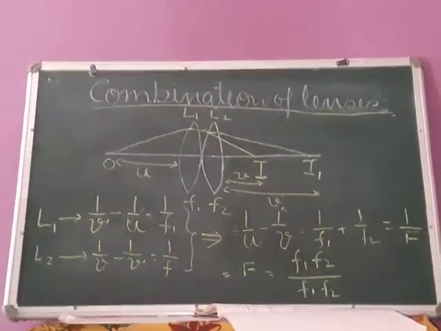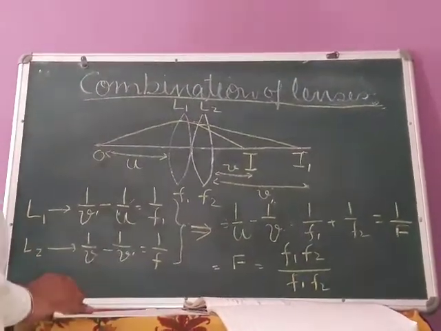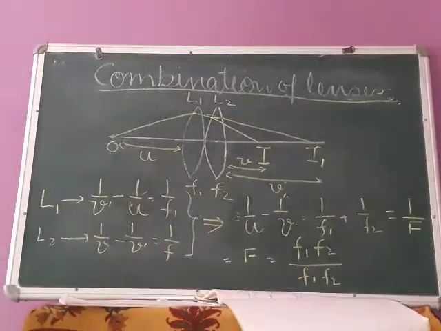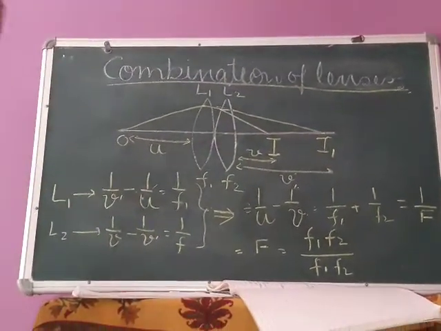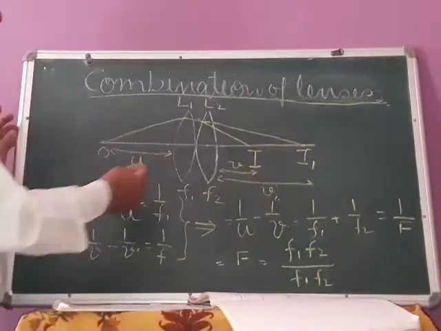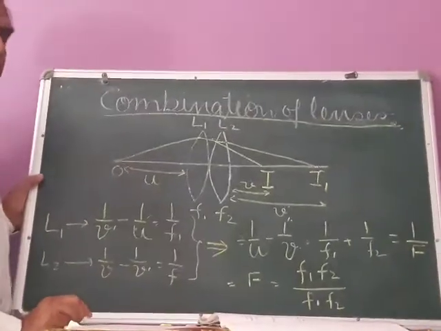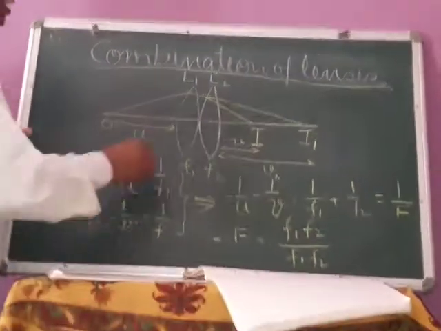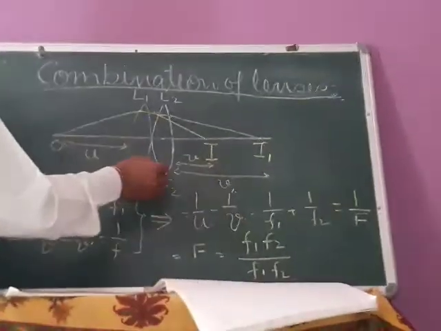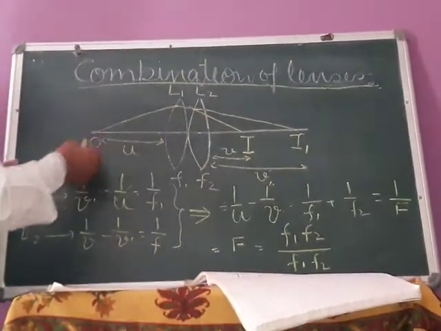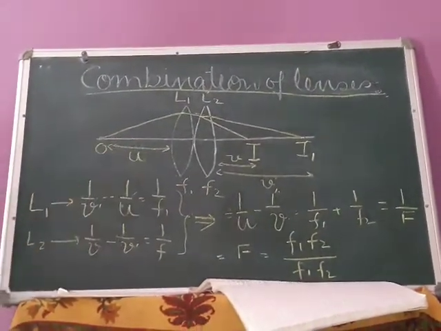Okay, students. Today we will take up the combination of lenses. Sometimes we have to use a combination of lenses, two lenses at a time. So we will take up what happens in the case of a combination of lenses. Here we have two lenses L1 and L2, and let's see what happens to their combined focal length.